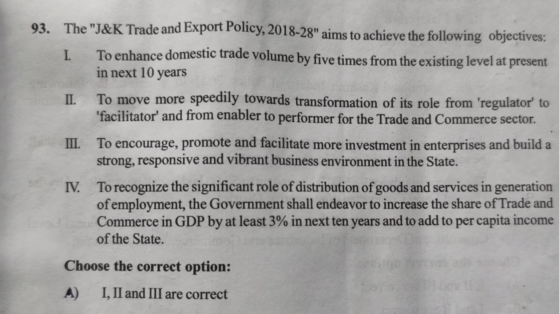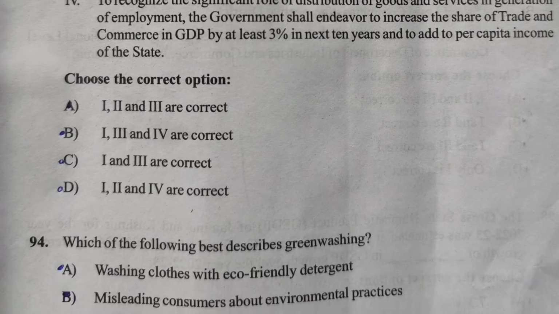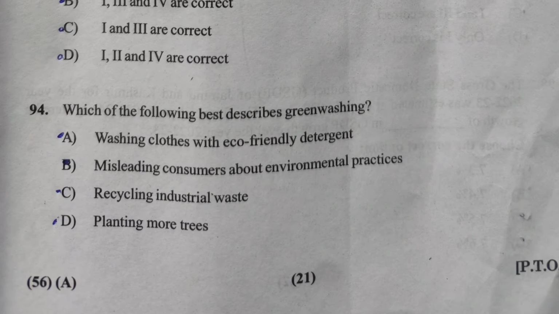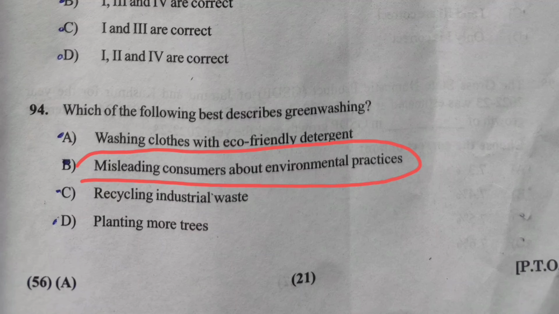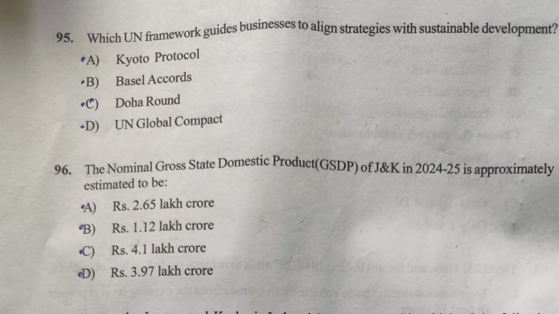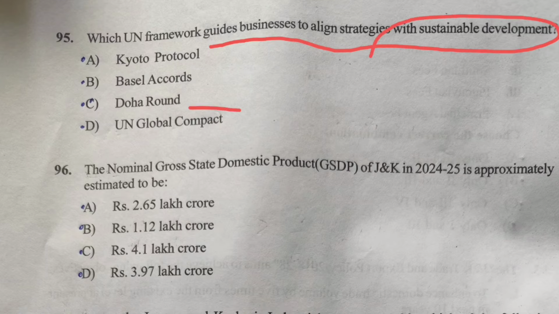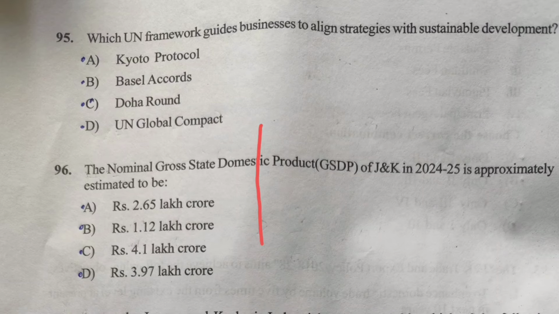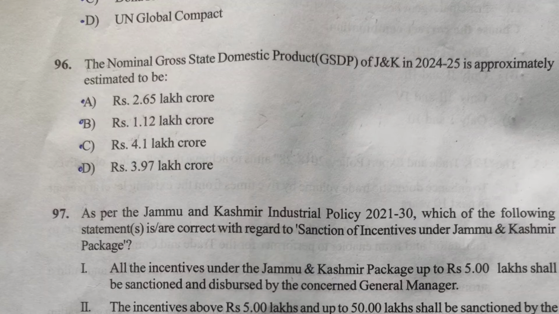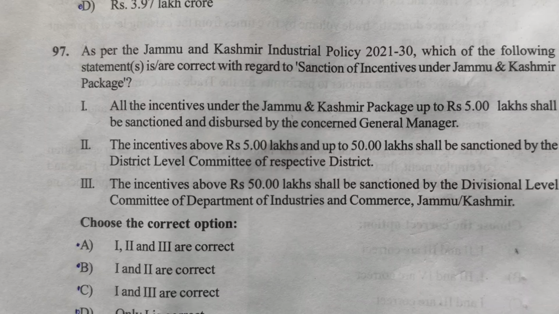The question related to J&K, I cannot answer it, so let us leave it because I don't have the data. Which of the following best describes greenwashing? It means misleading consumers about environmental practices. Then we have 95. Which UN framework guides businesses to align strategies with sustainable development? It is the UN Global Compact. Next question is the nominal GSDP of J&K in 2024-2025 is approximately. I don't know anything about this, so let's leave it.